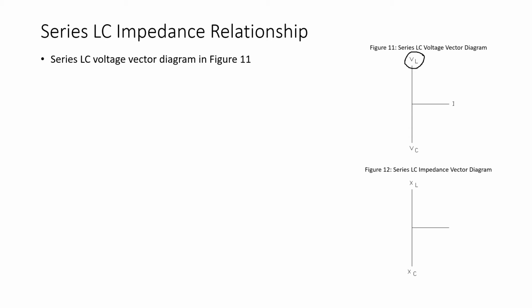And again, in our series circuit, current is constant through everything, so we put current on our vector diagram as the reference point, which is here at 0 degrees. And since the inductor voltage leads current by 90 degrees, we place the inductor up here at positive 90 degrees. And since current leads voltage in a capacitor by 90 degrees, we plot the capacitor voltage on our vector diagram down here at negative 90 degrees.